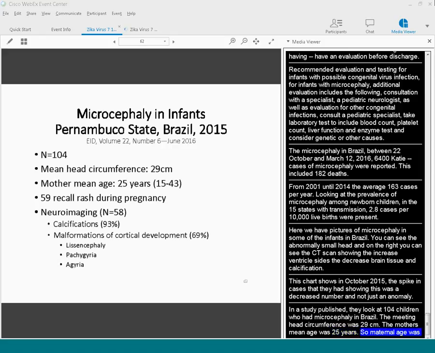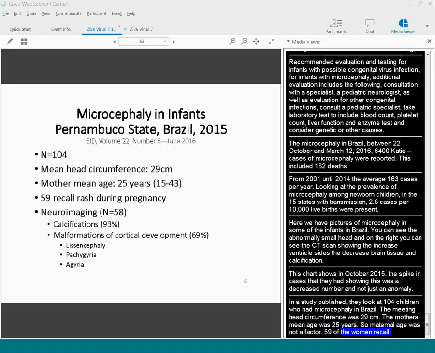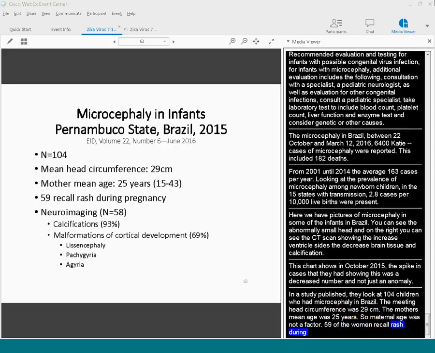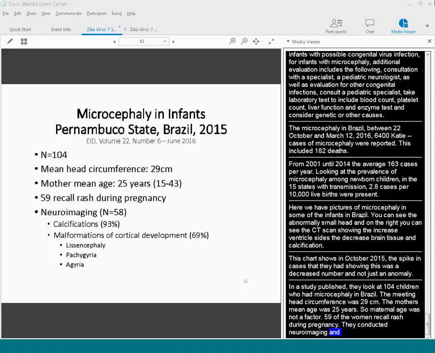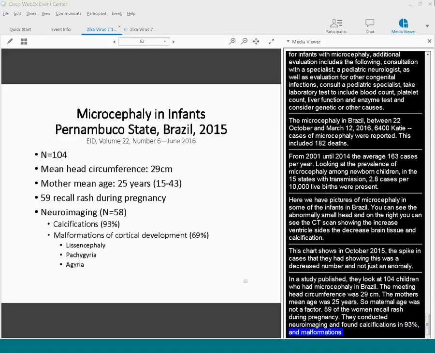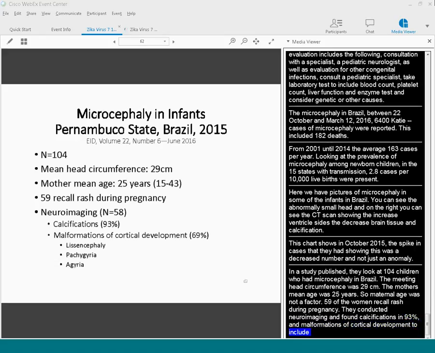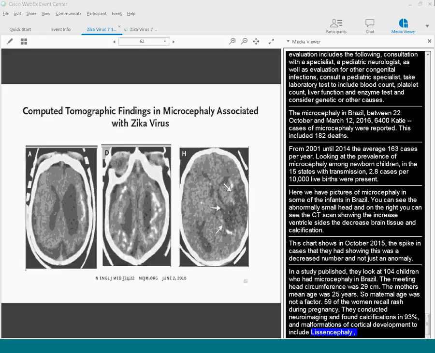They conducted neuroimaging on 58 of the children and found calcifications in 93%. They also found malformations of cortical development in 69%, to include lissencephaly, which is a relative smoothness of the brain, pachygyria, which is a decrease in the number of folds in the brain, and agyria, which is an absence of folds in the brain, or a flat brain.